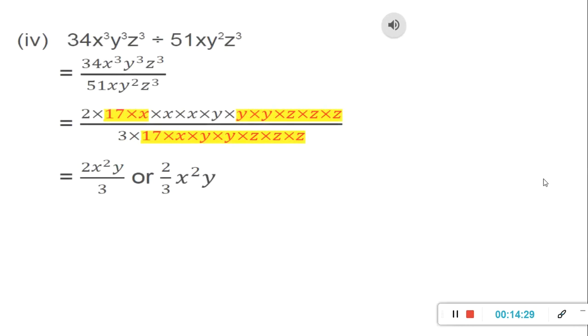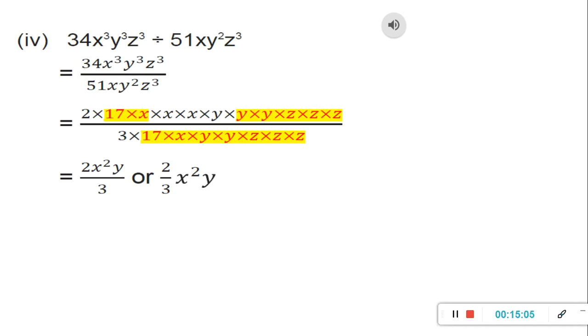Now question number 4. 34 x cube y cube z cube divided by 51 x y square z cube. So 34 can be written as 2 into 17, right? 51 can be written as 3 into 17. Same way, x cube is x 3 times, y cube is y 3 times, z cube is z also 3 times. That is in the numerator. Those are the factors. Now in the denominator, 3 into 17 is 51. Now x only one time, y two times and z three times.